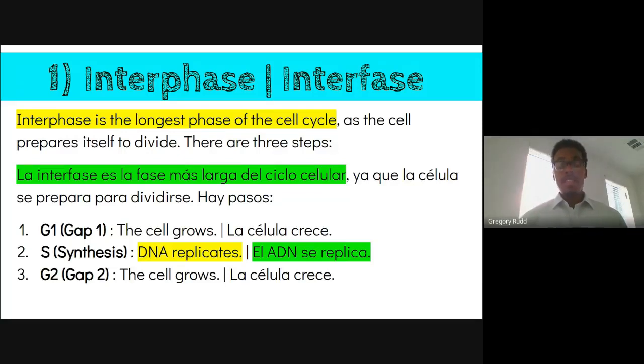Then there is synthesis. Synthesis is the most important part of interphase. Synthesis is where the DNA is replicating. And then there is a G2 step, which is, again, more cell growth. Please do write down that synthesis is when the DNA replicates.